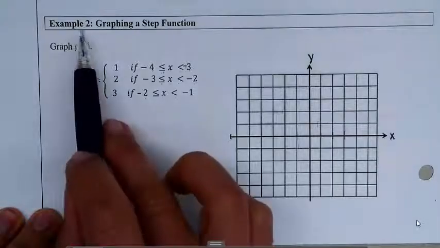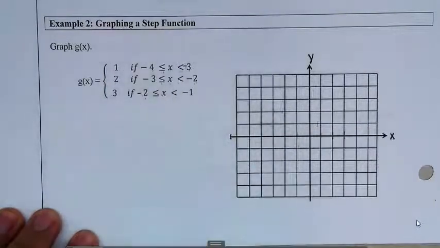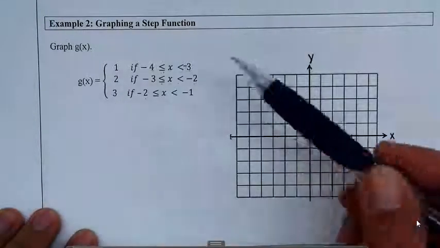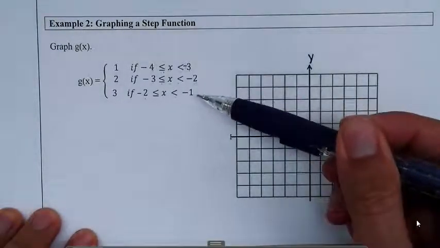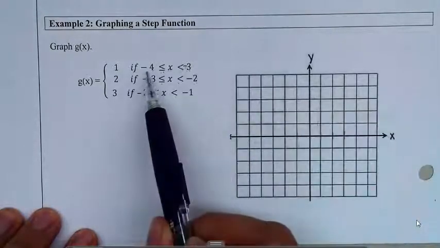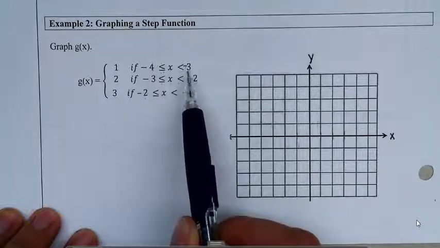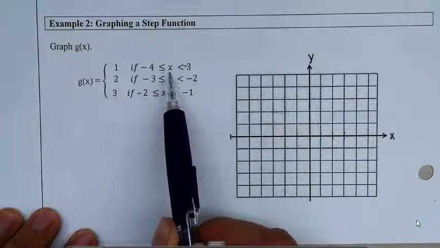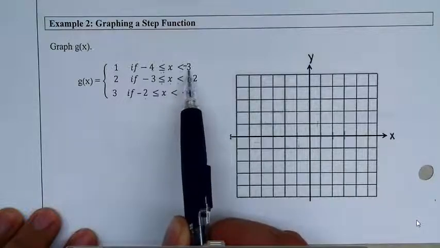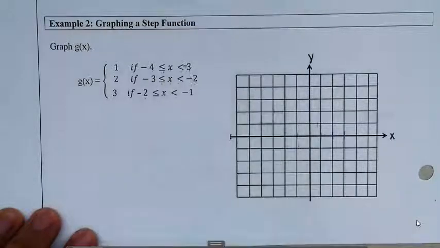Moving on to example 2, graphing a step function. So this is a type of piecewise function. Here I have 3 pieces, and each piece has its own domain. I'm going to ask you to please change the first domain. It should read from -4 to -3. So we would say that x is greater than or equal to -4 and less than -3. Okay?